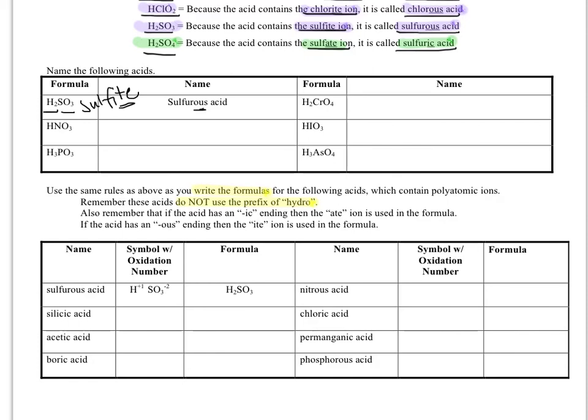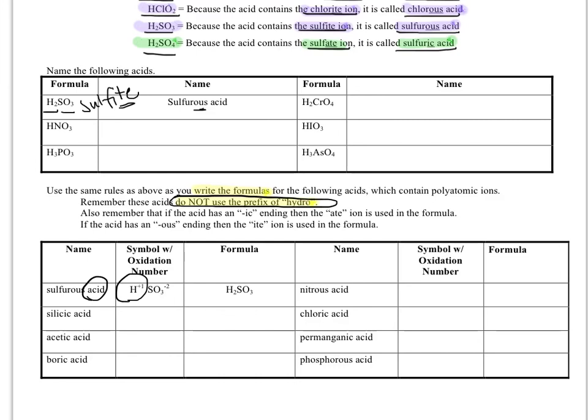If you are given the name and you want to write the formula, the main thing you need to remember, and this will be hard for a lot of you, is to not use the prefix hydro. That's only on the binary acids that do not have polyatomic ions in them. The easy thing to remember is that because these are acids, the cation is always hydrogen with a +1 charge. So all you have to do is make sure you find the appropriate polyatomic ion. And so you have to remember that adic-itis rule, but in reverse.